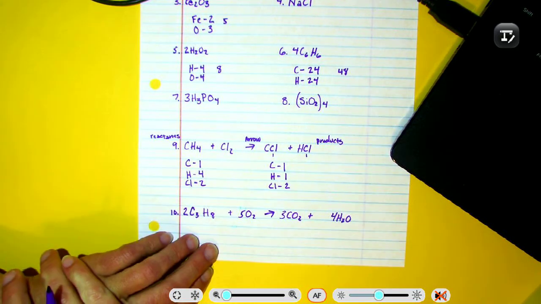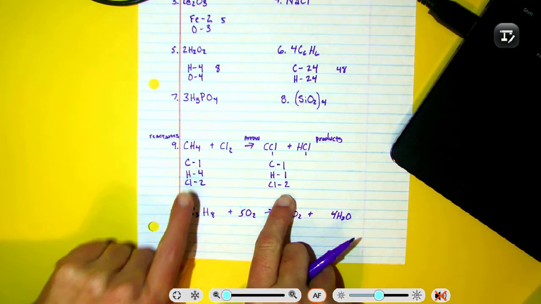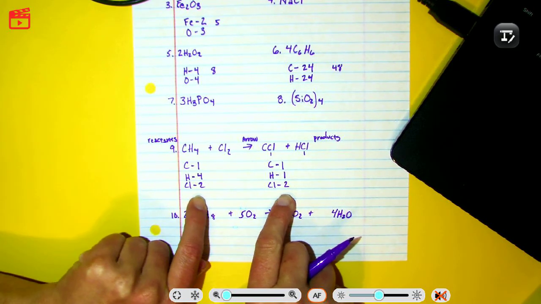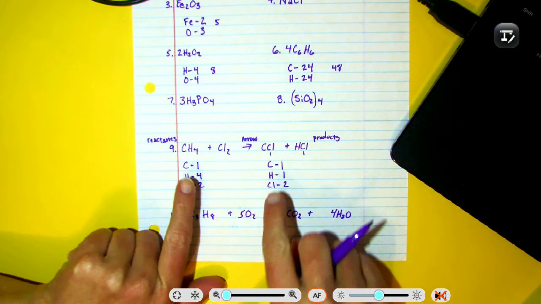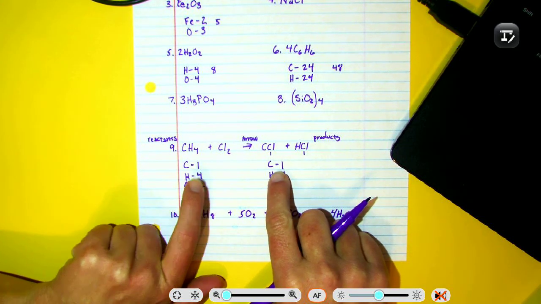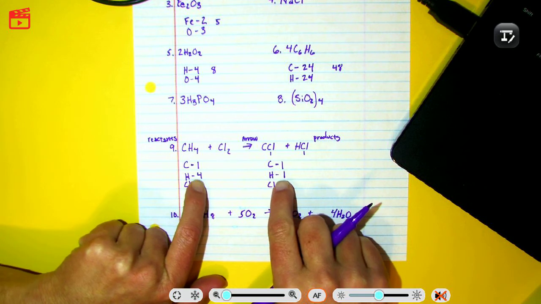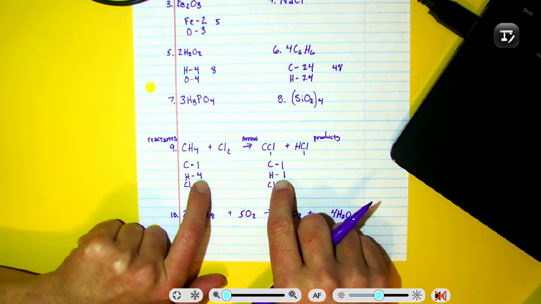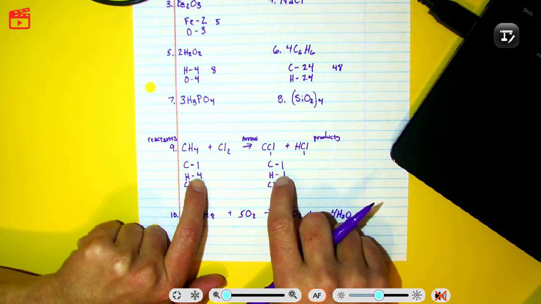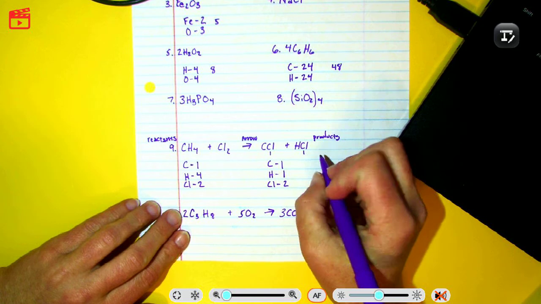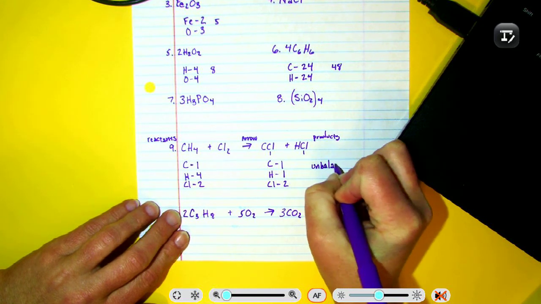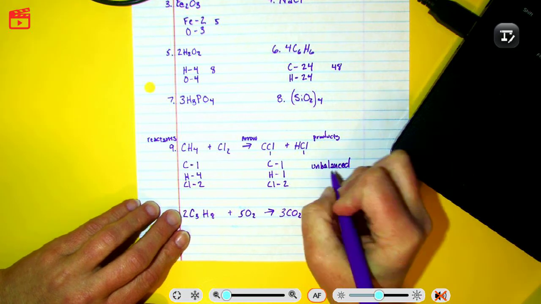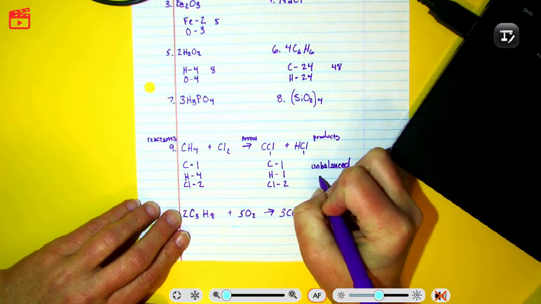Now, do all these numbers equal those numbers? Is this a balanced equation? 1 carbon, 1 carbon. 4 hydrogens, 1 hydrogen. That's not balanced, right? So I have too many hydrogens on this side. So this is going to be unbalanced, which essentially means not equal.